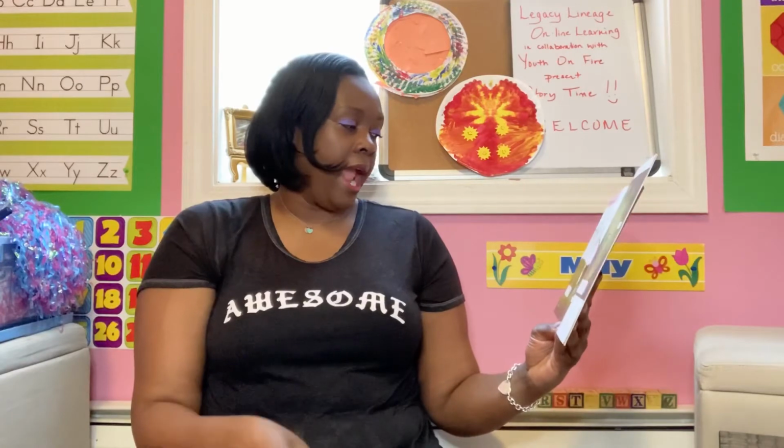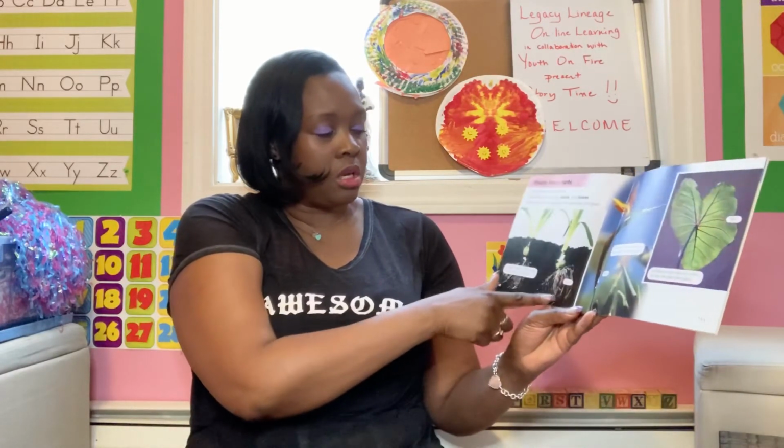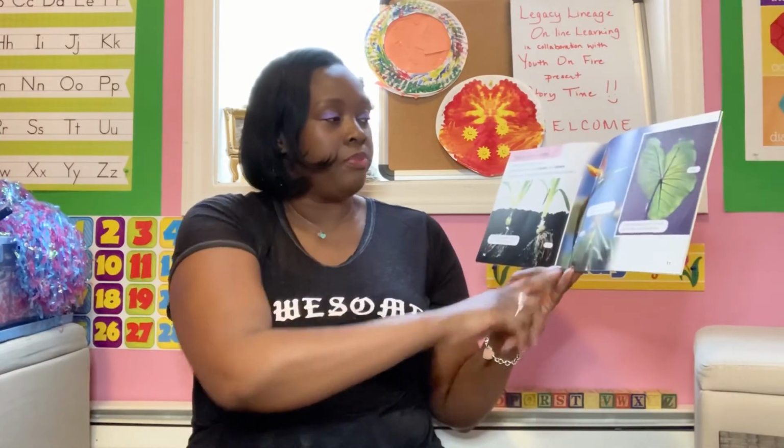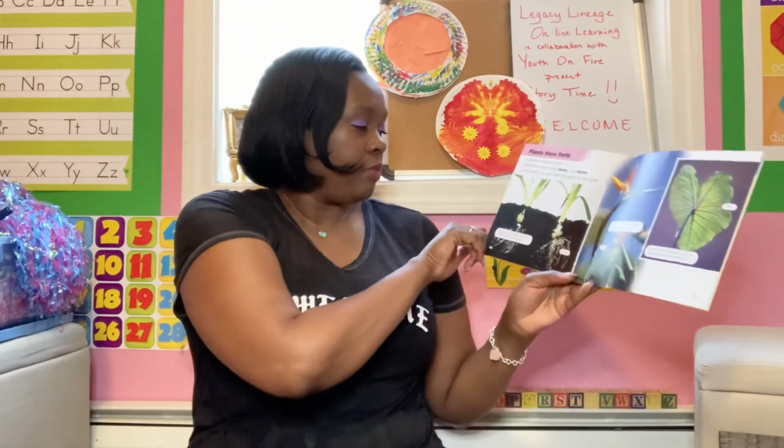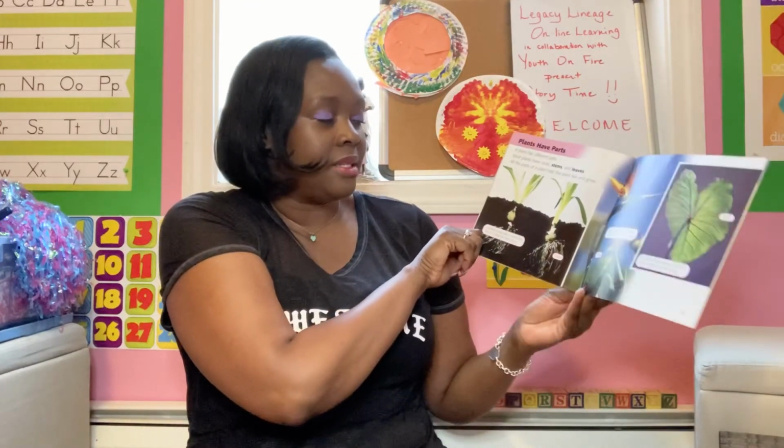A plant's roots take water in and food to help the plant grow. And this picture is showing you a really good picture of the roots. And then it talks about the stem. A plant's stem carries water and food through the plant. And then this picture talks about the leaf. A plant's leaves take in air and light to help the plant grow. So we're looking at the roots, the stems, and the leaves.